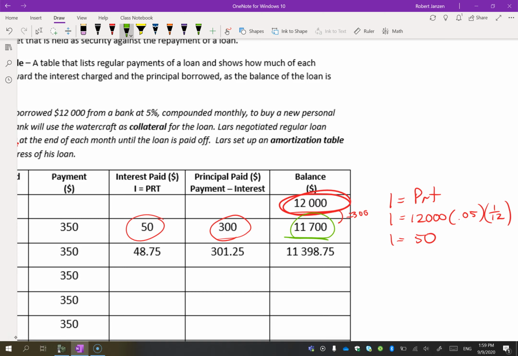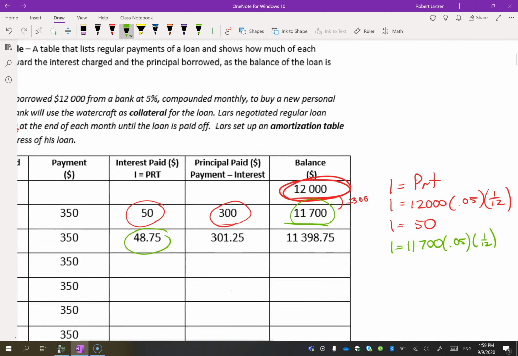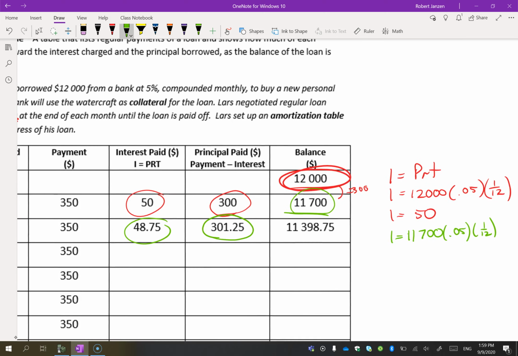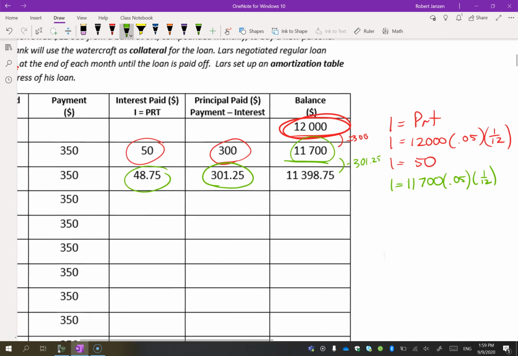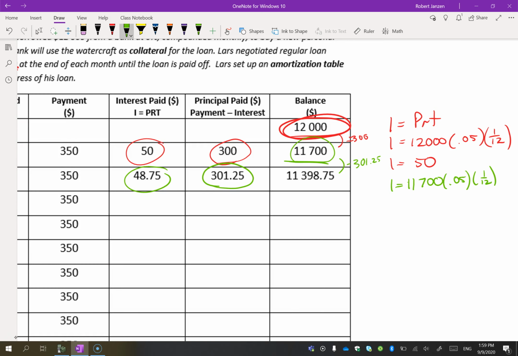Okay, and let's repeat that now. Interest is going to be 11,700 times 0.05 times 1/12. And you'll see that now the interest is slightly less, meaning there's a little bit more to pay towards the principal. So this time you're subtracting $301.25. And we can continue this table by continually calculating the interest. Why don't you pause the video right now and see if you can fill out a couple of these.